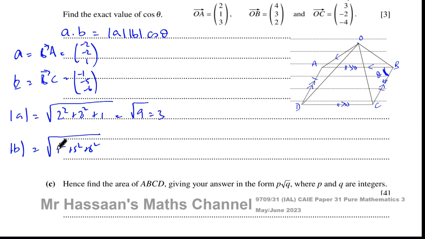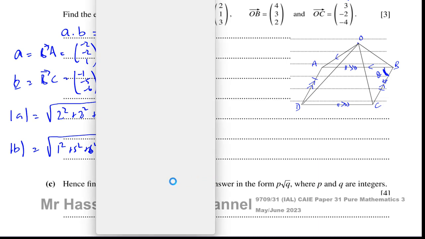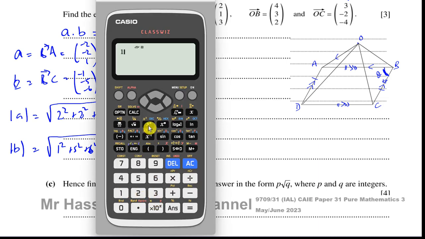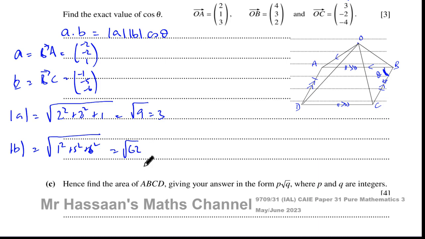This is going to give you 1 plus 25 plus 36. Okay, so that's 26 plus 36. That's 62. Is that right? Let's just make sure. You have 1 squared plus 5 squared plus 6 squared. 62. Square root of 62. Leave it like that. And we've got to find A dot B, which is called the dot product of these two vectors.